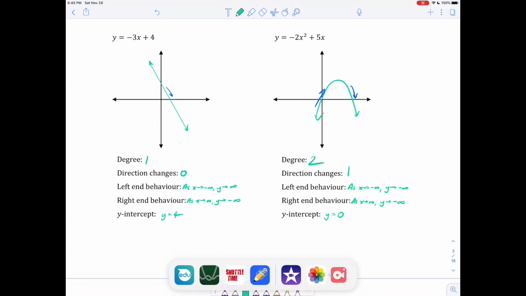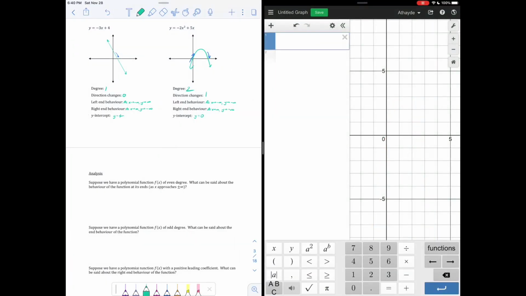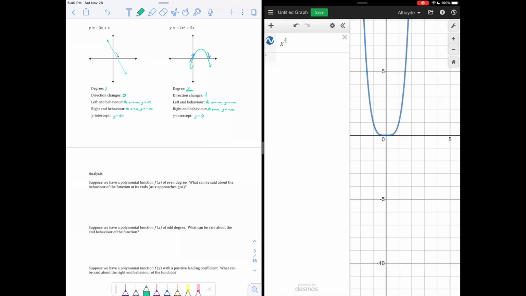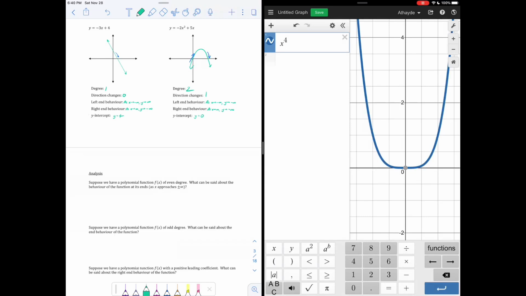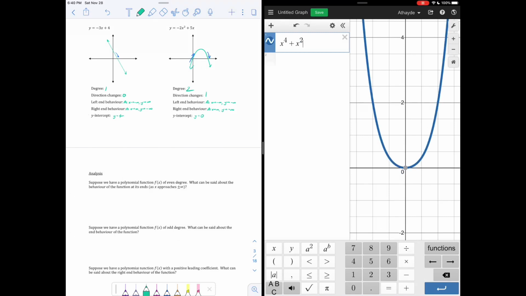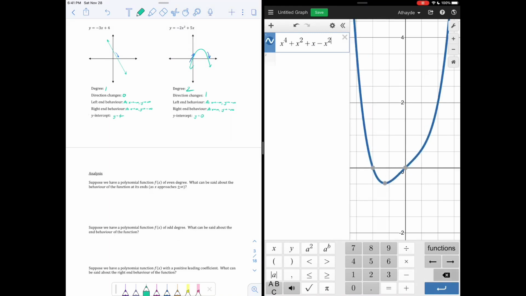But let's bring back Desmos that I so callously dismissed earlier. You could have a polynomial function like x to the 4, which actually only has 1 direction change. Right? It goes from down to up. But something that is quartic could potentially have more direction changes involved with it. Plus, oopsie daisies. Right, as soon as we start involving other pieces of this.